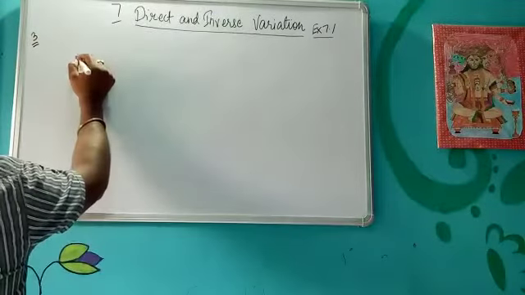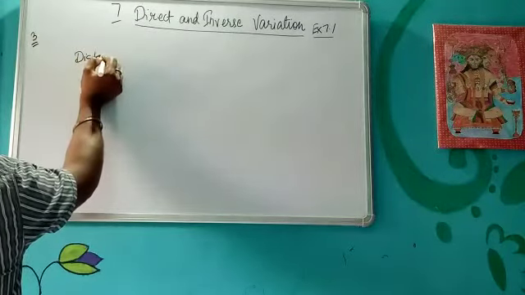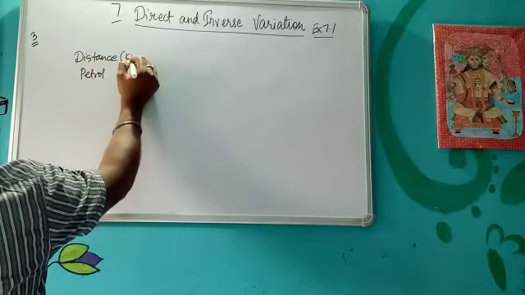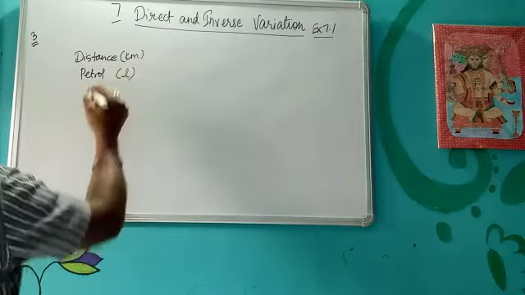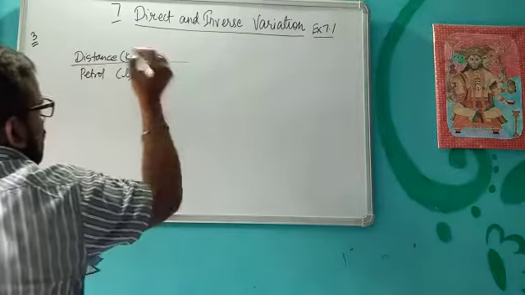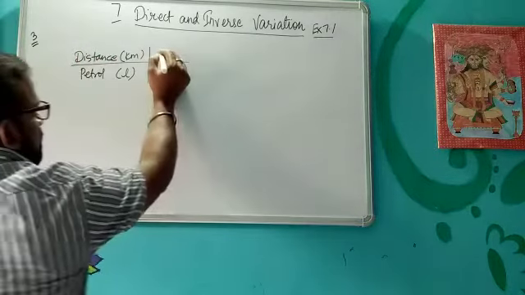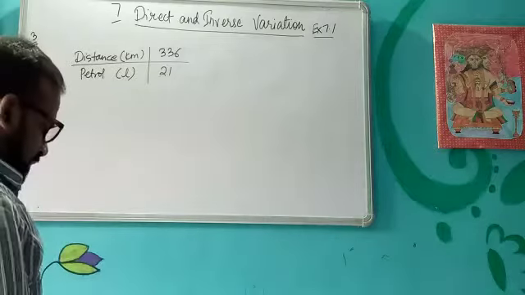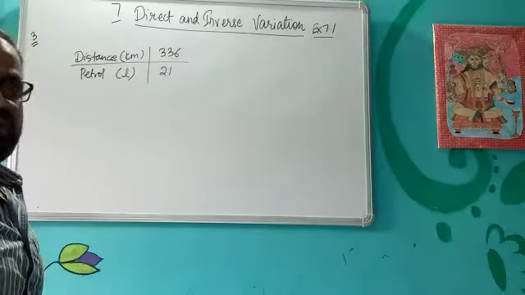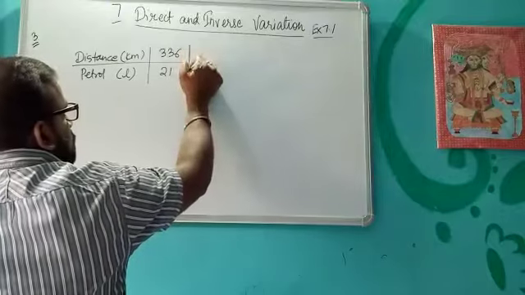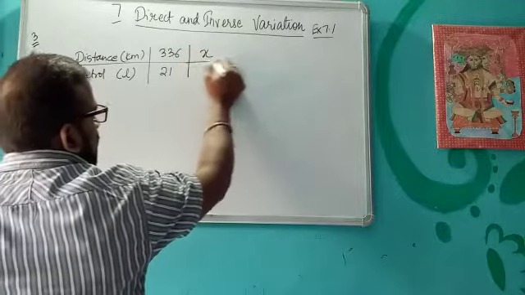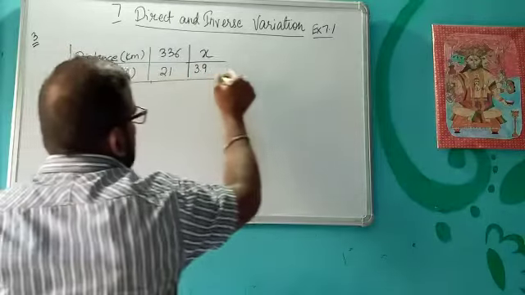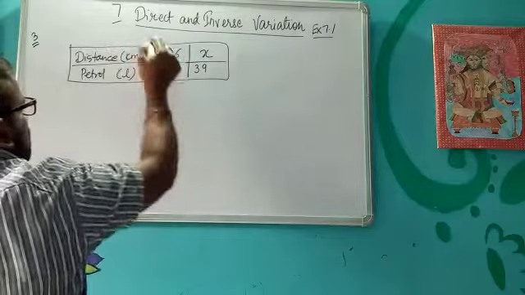First we will make a table like this. This is the distance and this is petrol. Distance is given in kilometers, petrol is given in liters. So if distance is 336 km, how much petrol is used? 21 liters. How far will the car go in 3.9 liters of petrol? So suppose the car goes X and petrol is 3.9.